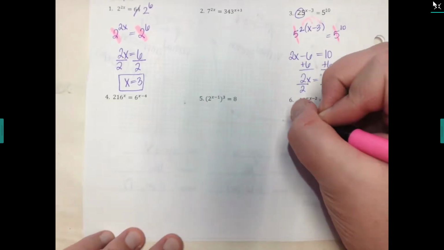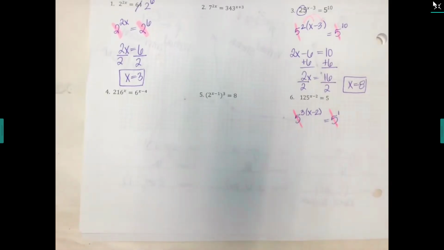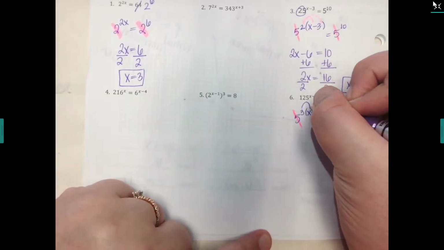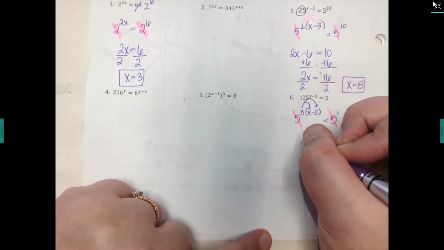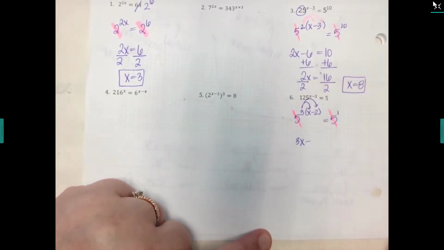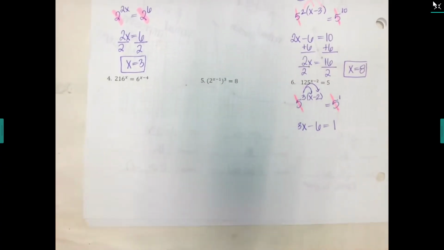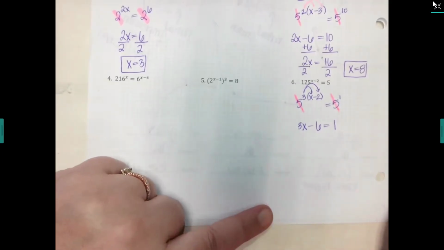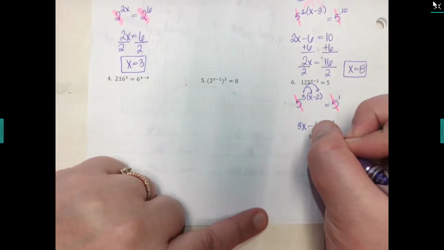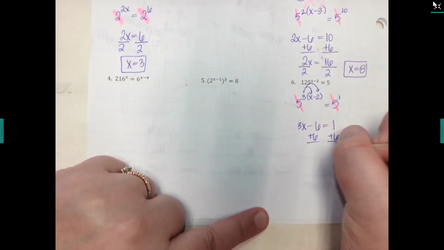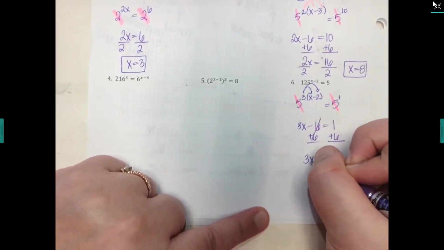So my 5s are gone. My 3 is outside parentheses. That means we need to multiply. So I'll have 3 times x is 3x. 3 times minus 2 is minus 6, equal to 1. Next step, what would I do? Add the 6 across. Very good. 1 plus 6 gives me 7.